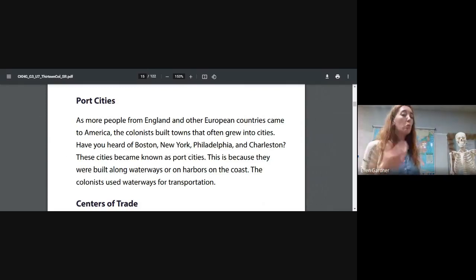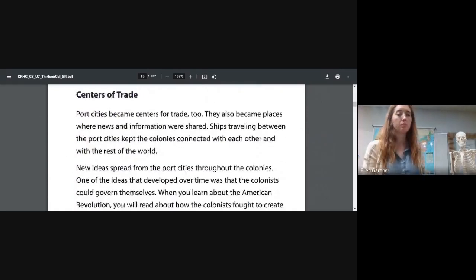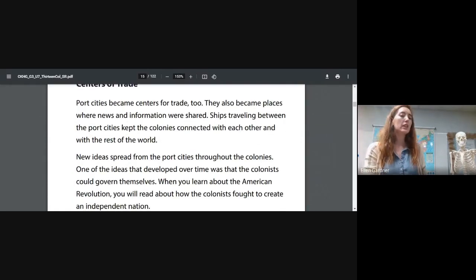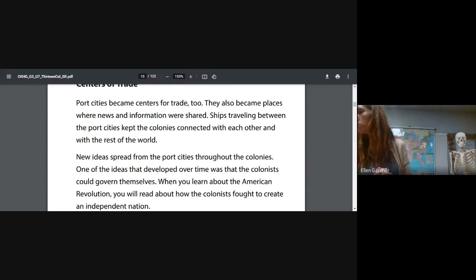The colonists used waterways for transportation. Now, port cities became centers for trade too. They also became places where news and information were shared. Do you remember that with Farmer Boy? We've seen some people come through. Who was it most recently that was sharing information?